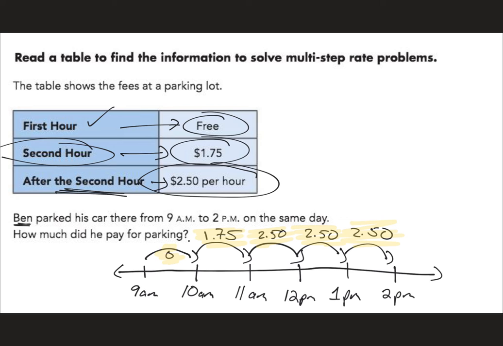We're going to add 0 plus... Do we have to do 0? No. What do you think? Will that 0 change the answer? No. So you all can figure this out. Libby's going to be adding these as we wait for her. She's going to do 1.75 plus 3 groups of 2.50.